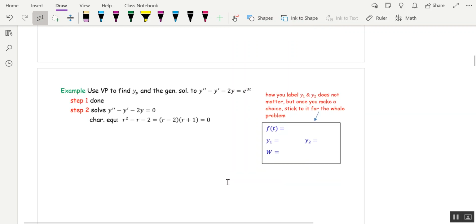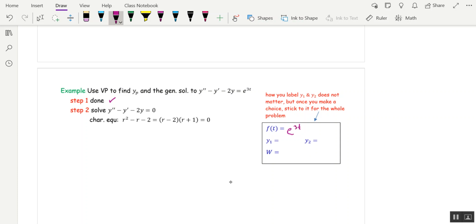Step 1, make sure you have a monic differential equation. That's done. The coefficient of y double prime is already 1. And so at that point, I can identify f of t. It's this function over here, so that's e to the 3t.